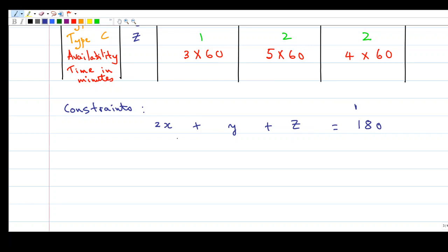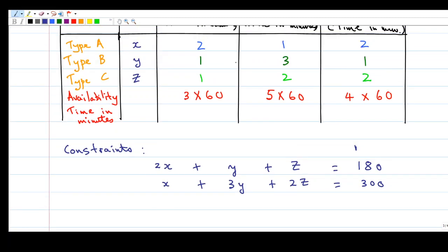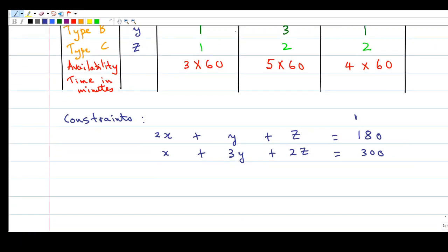From machine 2, it's x plus 3y plus 2z is equal to 300. And from machine 3, it's going to be 2x plus y plus 2z is equal to 240.